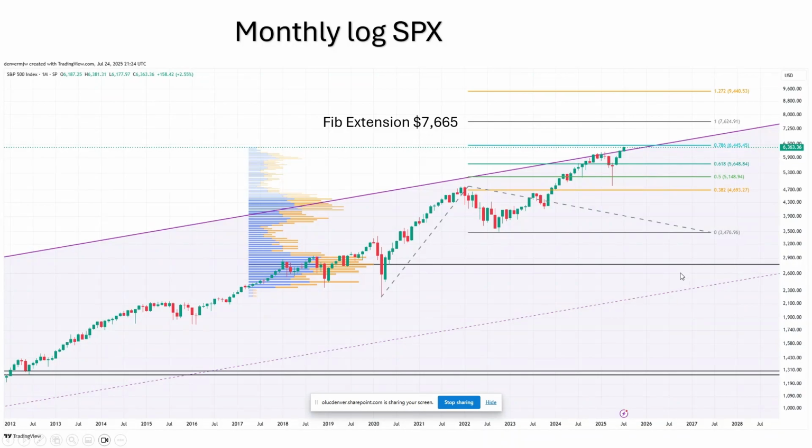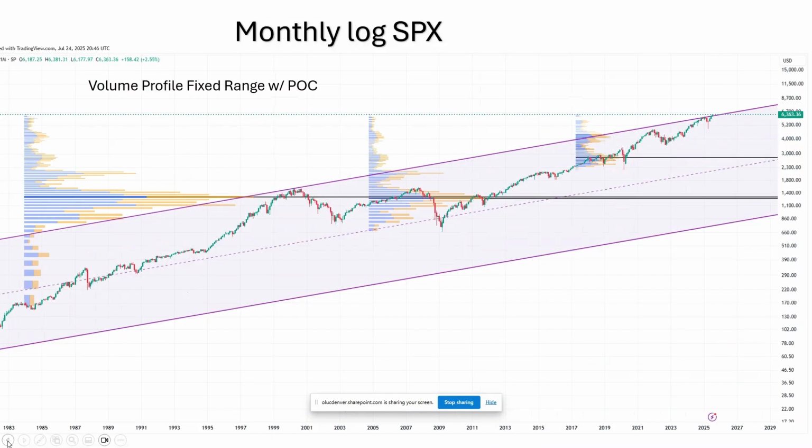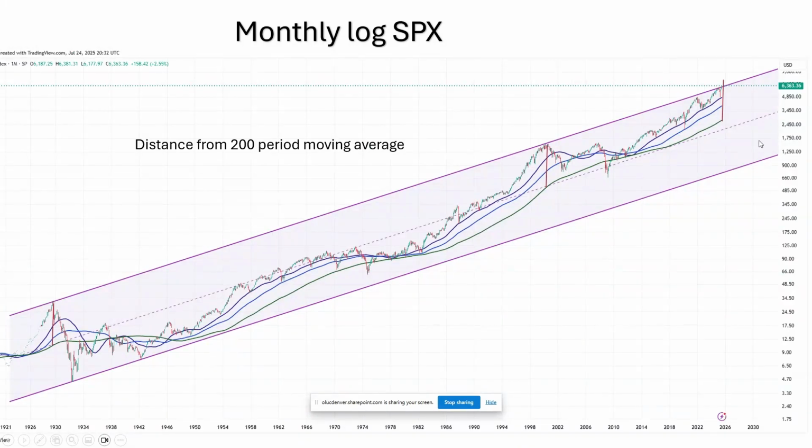If I do a Fib extension from the bottom of the COVID crash to the top here, and then back to this bottom in 2022, one full Fib extension would be 7,665-ish right here. So that's a little out of the channel, which is what we saw right here. We're going to go potentially a little over the channel.